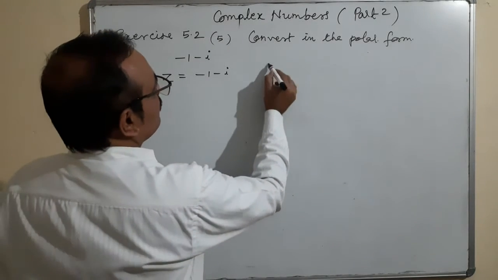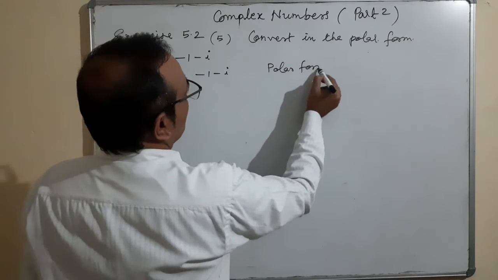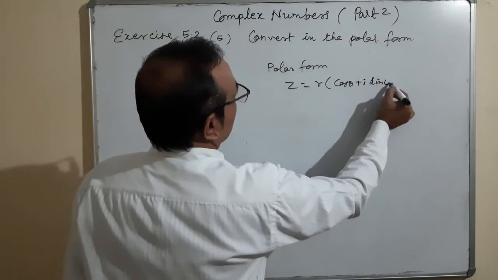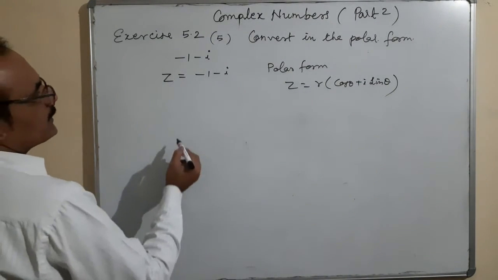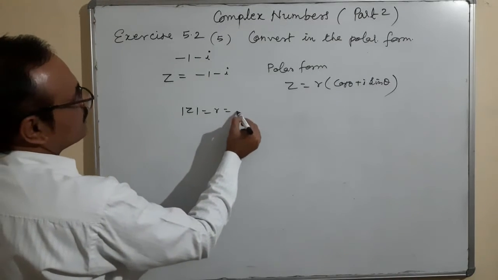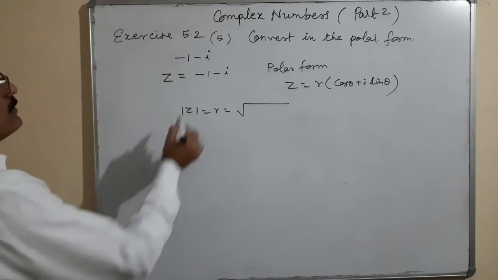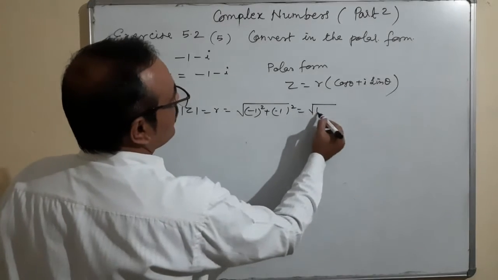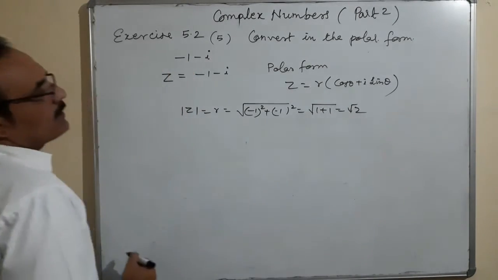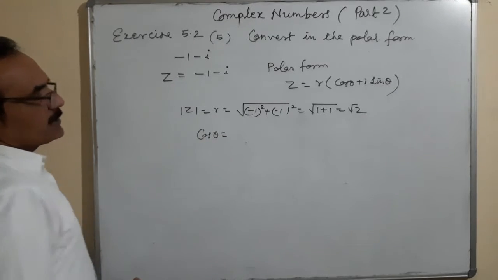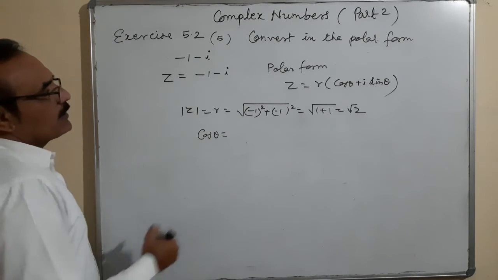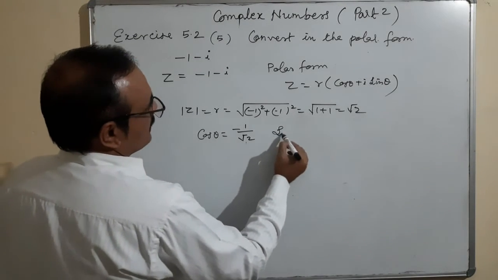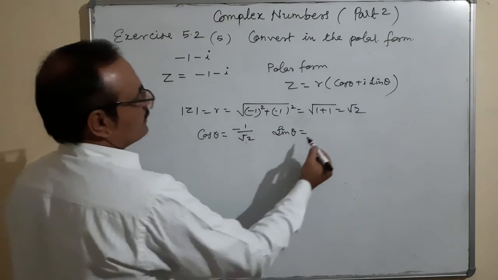Here is the representation in polar form. What is polar form? Z is equal to r (cos theta plus i sin theta). First we find the value of r, the modulus of Z: r is equal to the square root of the square of the real part, minus 1 squared, plus the square of the imaginary part, minus 1 squared. It is 1 plus 1, 2, so under root 2. Cos theta is equal to real part upon r, that is minus 1 upon under root 2. Sin theta is equal to imaginary part upon r.